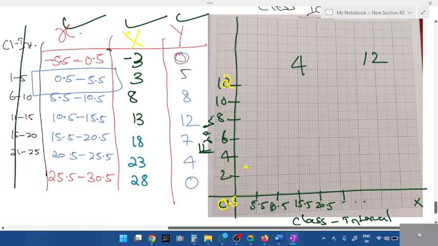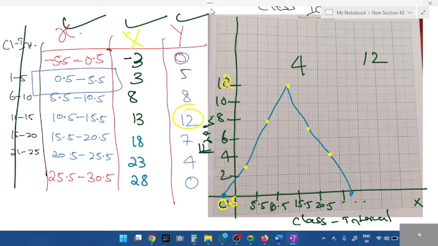You are right. Next one. 5.5 and 10.5. Which number lies? What's the answer? 8, right? Next, tell me the next one. Next we have 12. After that, the next box we have 7. So 4, just join this, students. Understood? All of you understood how to draw the graph? Look at the points. Any doubts in the graph, students? We have done. Graph is completed.